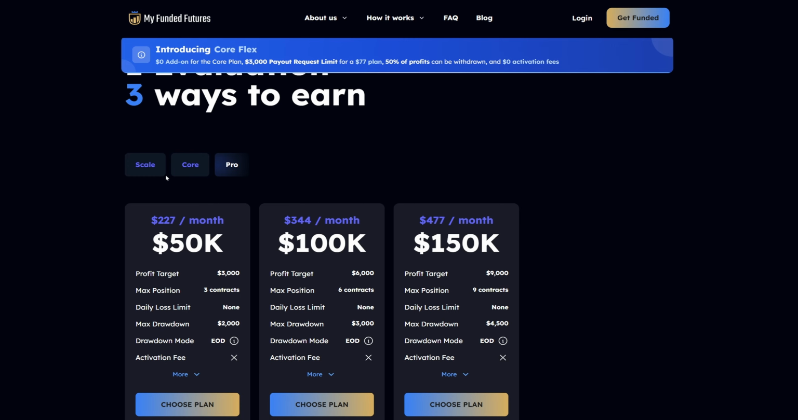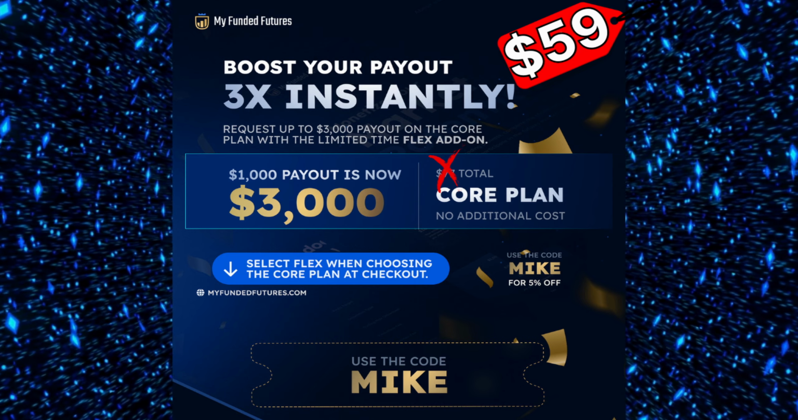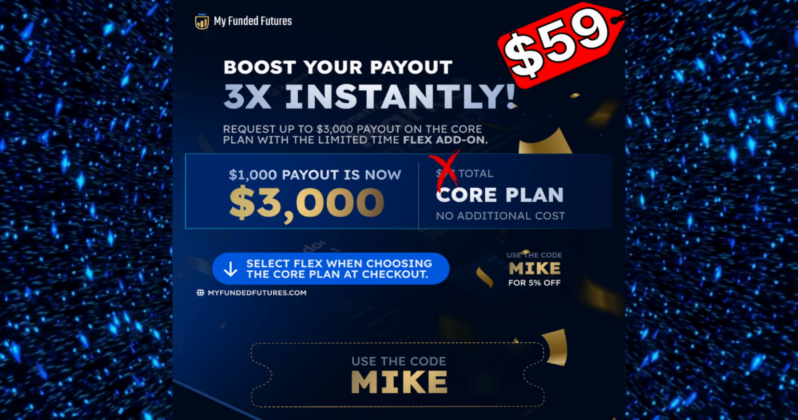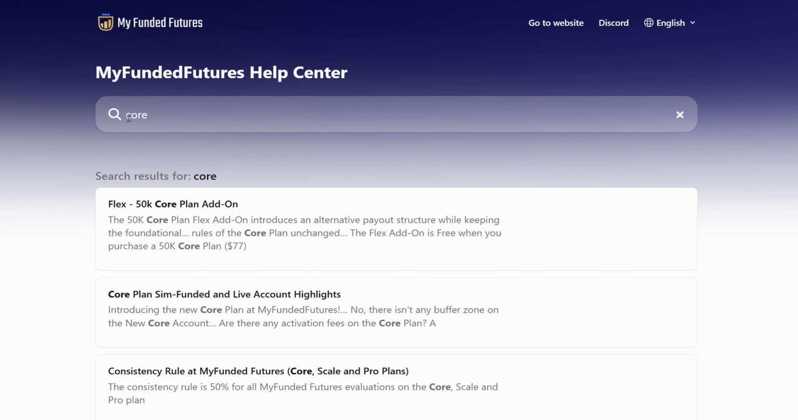But let's talk about why I think the Core plan is the best plan out there. One, it is very affordable. When you look right here, you'll see $77. But if you use code Mike for a limited time, you can get this account for only $59. And best yet, look right down here, 0 activation fee. There is no activation fee. So you can get it all in $59, which in my personal opinion is a huge win and makes this basically a no-brainer.